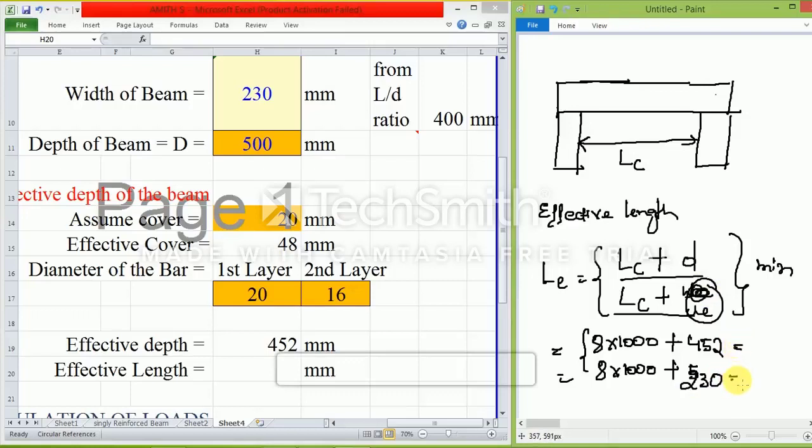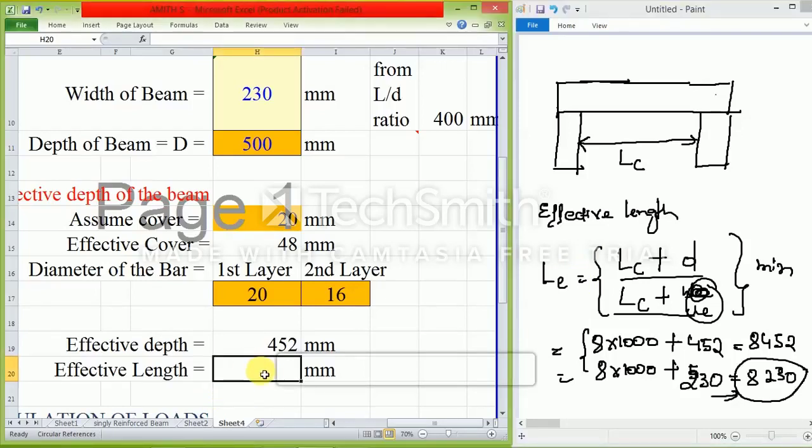So I'll get two answers. One is 8452 and the other one is 8230. Which one do I need to consider? I need to consider the lesser value, that is the minimum of these two values, that is 8230. So the important point here is how to substitute. I need to add the two formulas, but I need to get the minimum value from those two. So let us see how to do it.